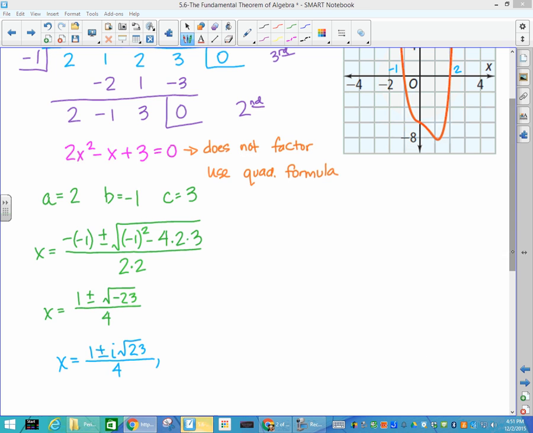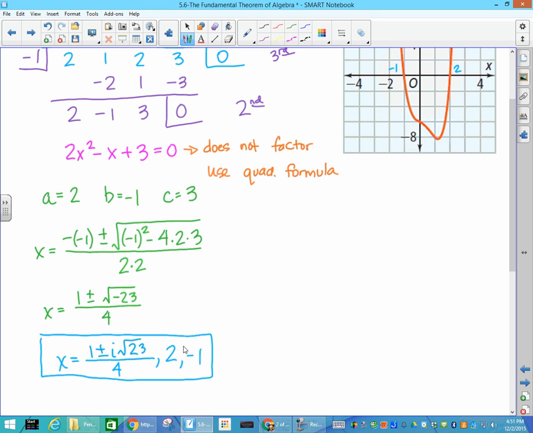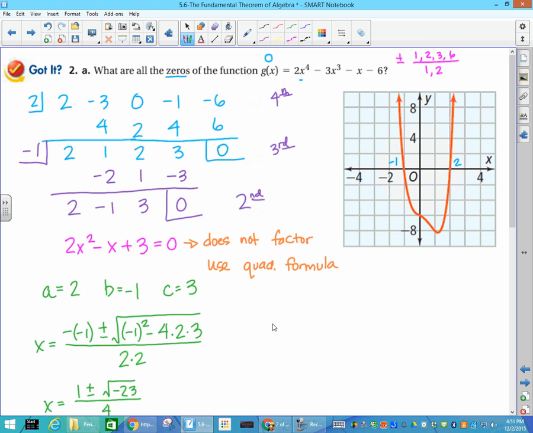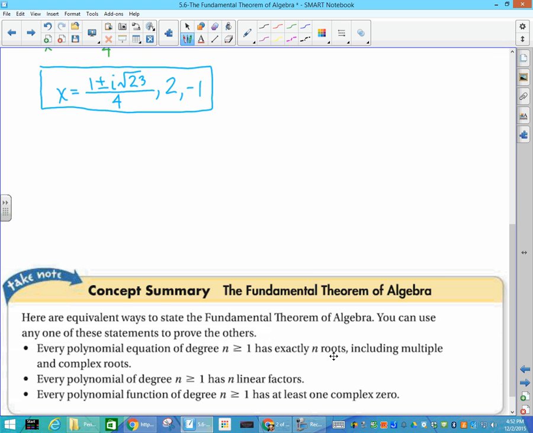Comma, what were my other two roots? 2 and negative 1. Okay, so this is the thing with the fundamental theorem of algebra. We didn't have any multiple zeros. Doesn't mean you won't when you practice. But that's 2 roots, 1, 2, 3, 4. And what degree was our equation? It was the 4th degree, so we have 4 zeros that we can account for. Okay? So there's a summary of our fundamental theorem that you can read and get to. And if you have any questions about anything, please come see me.